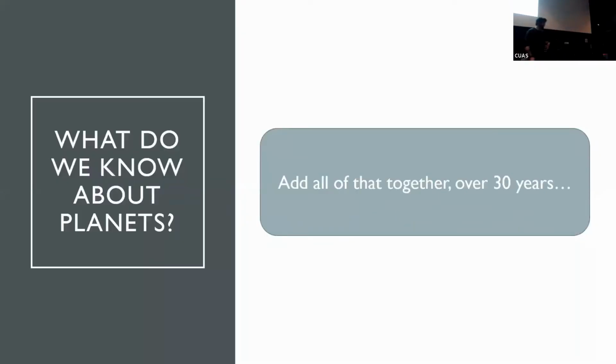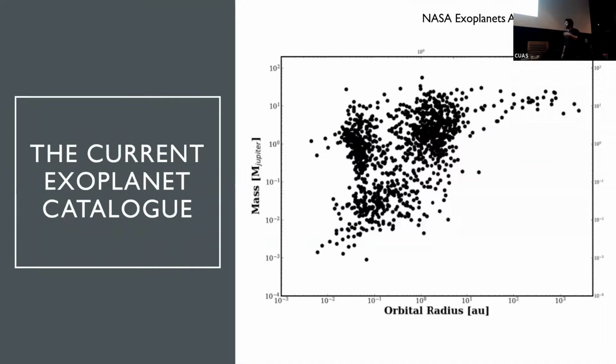Add 30 years to the mix, having those methods, and actually a few more that I've not talked about, because I want to talk about some other things. And you end up with a plot that looks like this. So every planet we have detected up until August 2020, it turns out, is on this plot here. And this shows the mass of every planet that we've detected up until that date, and the distance away from its parent star that it is.